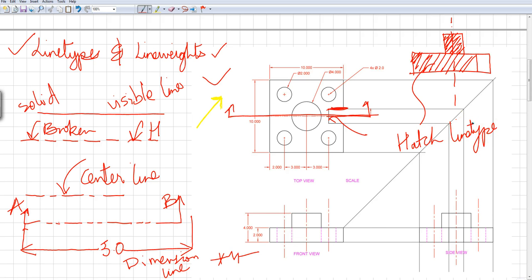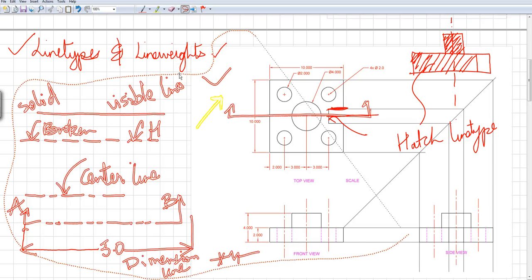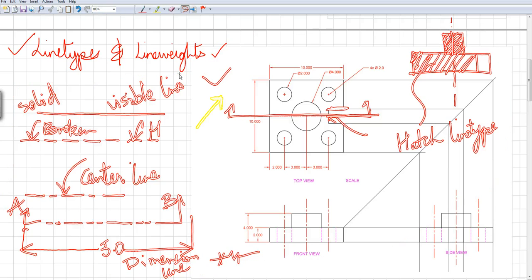Okay, so that pretty much covers most of the line types that we have, but if we come across some other ones, then I would go ahead and explain that later. Now the next one, just for theory purpose, is line weights.